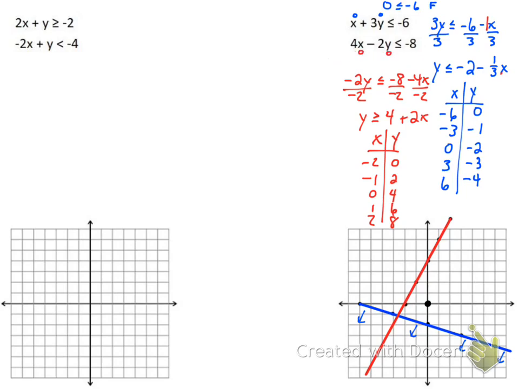plug in a 0 for my x and my y, I get 0 and negative 8. Is the alligator eating the bigger number? No. So since it's false, again, I'm going to go away from 0, 0.